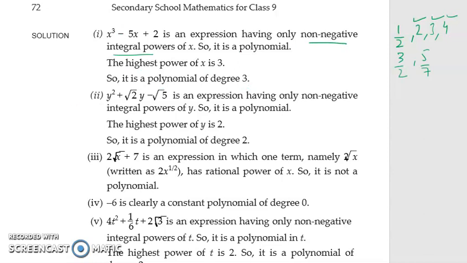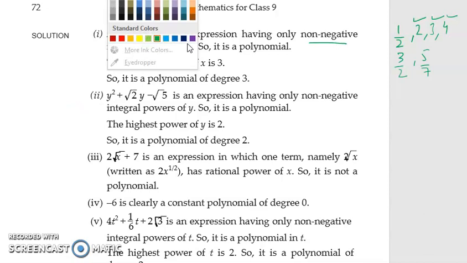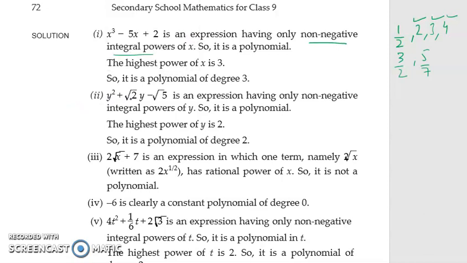Come to the second. Y square plus root 2y minus root 5 is an expression having only non-negative integral powers. We can clearly see, students, that it is a polynomial. What is the degree? You have to see the variable, you don't have to see constants. Root 2 and root 5 are constants. The variable is y, and the power is 2. So it is a polynomial of degree 2.